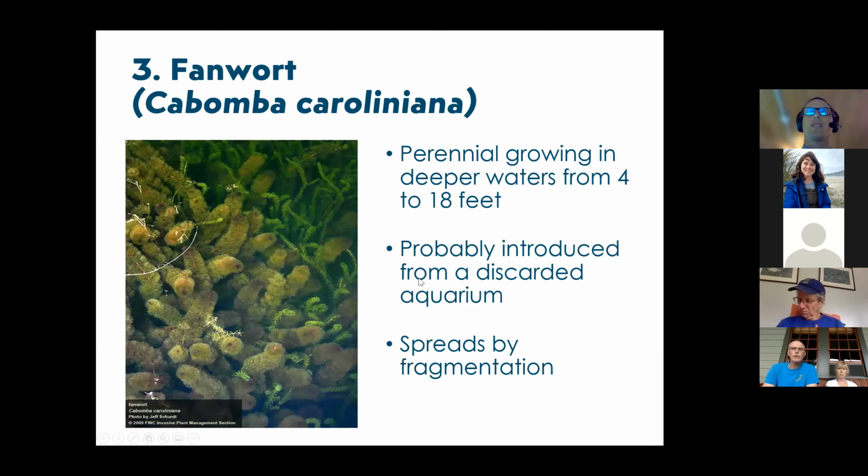Another aquatic invasive is fanwort. Sometimes it's called Cabomba, which is the genus. This is a perennial that is a submergent, grows in waters from 4 to 18 feet. This is one that was most likely discarded from an aquarium, so please don't dump aquarium plants or pets out. And it also spreads by fragmentation, and it has this very kind of bushy appearance to it.